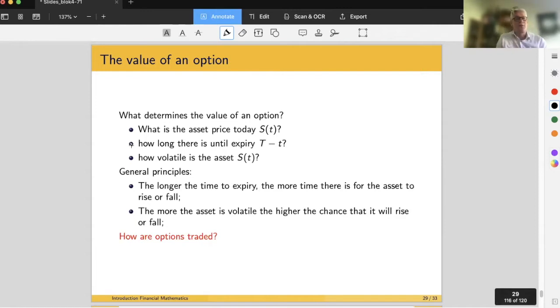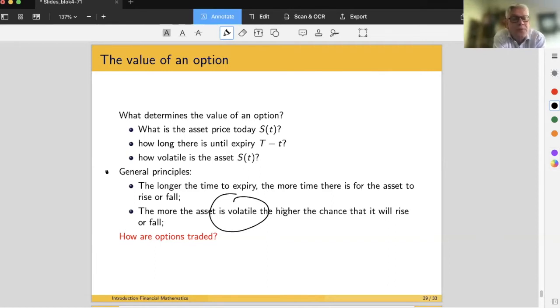And then there are general principles regarding the pricing, and that is the longer the time to expiry, the more time there is for the asset to rise or fall. So the more expensive the option will be. And the more volatile the asset is, so the higher the sigma, the higher the chance it will rise or fall. So this also means there's a one-to-one relation between the volatility and the price of the option. A highly volatile stock price process gives rise to a highly expensive option and vice versa.